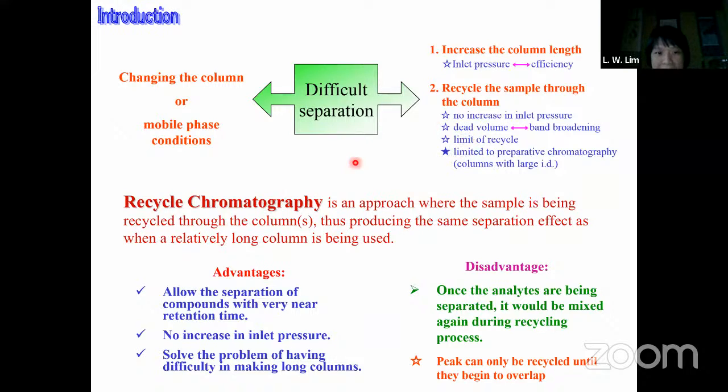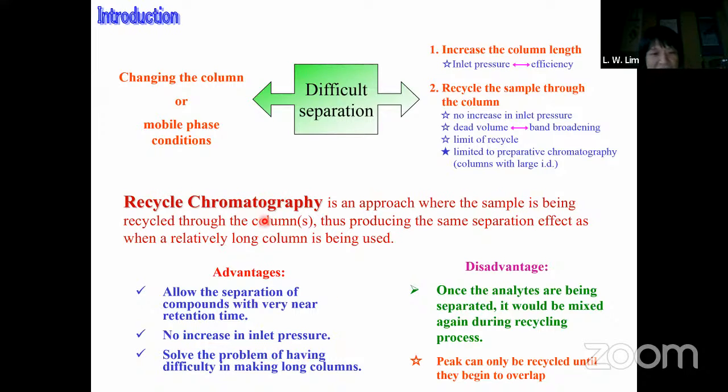So recycle chromatography is an approach where the sample is recycled through the columns, or one column is also okay, but if you can have two columns, it's even better, and thus producing the same separation effect as when a relatively long column is being used. Yeah. So the advantage of this recycle chromatography is it allows the separation of compounds with very near retention times. Yeah? And you don't have to increase the inlet pressure.